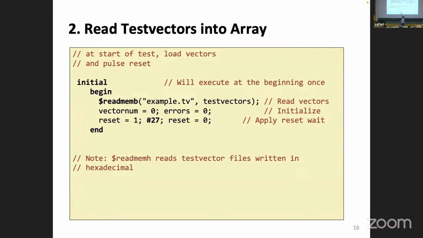Notice that I could have also read them from 2 different files. I could have an inputs file and expected outputs file. I mean, that's also possible. And then I initialize 2 values, vector number and errors. Okay, why not? At the same time, remember that I may want to have a reset.